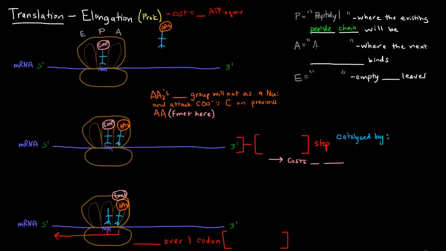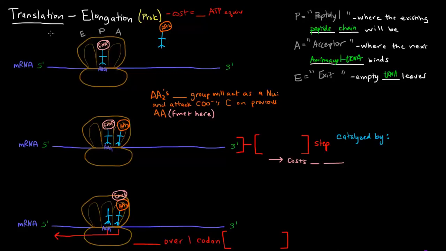The A site is the acceptor site, and the acceptor site is where the next aminoacyl tRNA binds. So that's the A site here, this acceptor site. The last site, the E site, is the exit site, and the exit site is where the empty tRNA leaves.